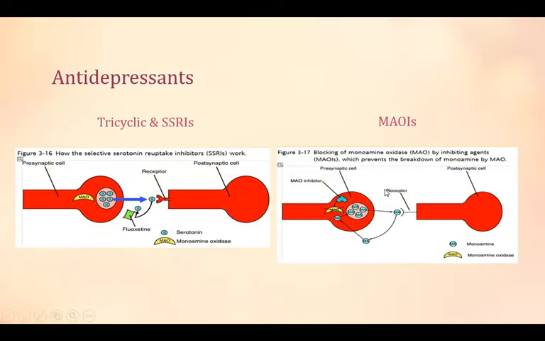If you have an MAO inhibitor, what's happening is that drug is actually destroying MAO. And if it destroys it, this cycle where the neurotransmitter comes back, it can't be destroyed because we've gotten rid of the MAO, so it goes back into the presynaptic cell to be used again.